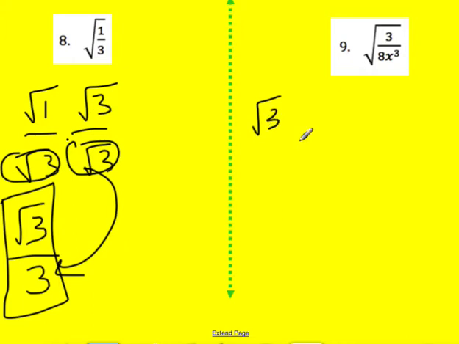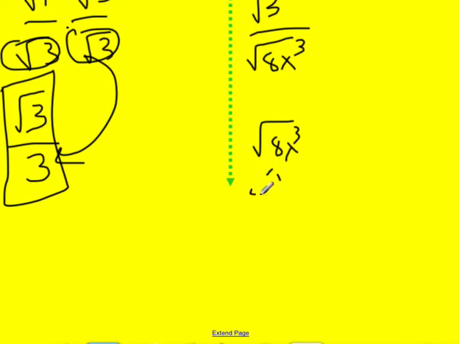We're going to do square root of 3, and then I'm going to split it up to be square root of 8x to the third. Now before I go any further, I actually want to break down 8x to the third and simplify that radical. So for 8, I can split that into 4 and 2, and then 2 and 2, so I can take out a pair of 2's.